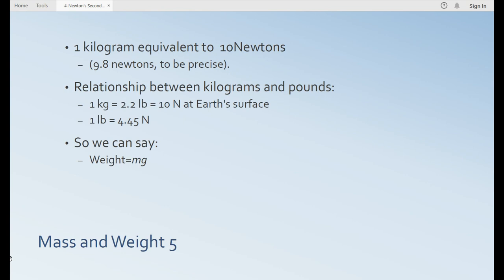Okay. And when we think about this force in newtons and the force of gravity and mass, we can actually say that to have weight, we have to have mass being multiplied by some form of gravity. So weight is usually abbreviated in physics as mg, mass times the force of gravity.